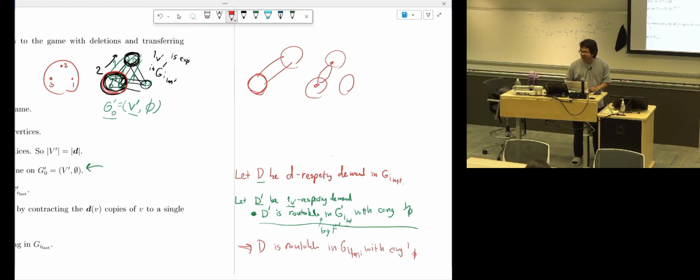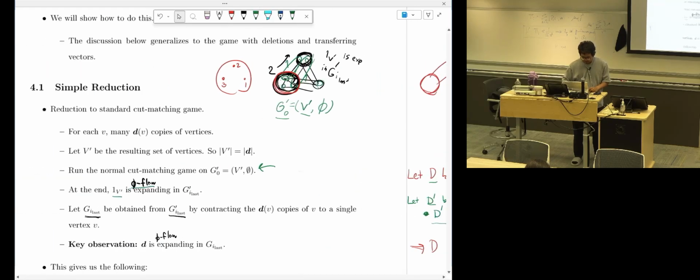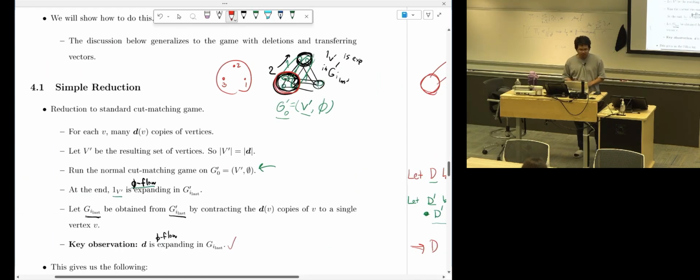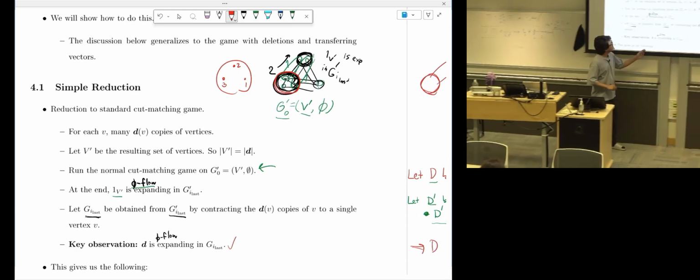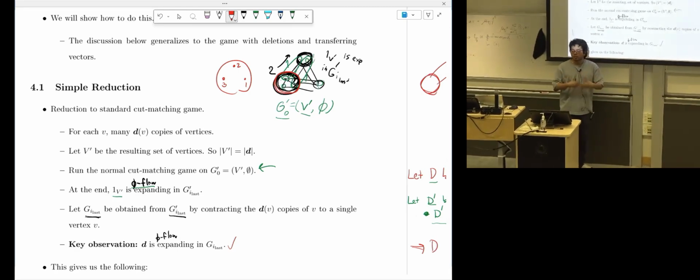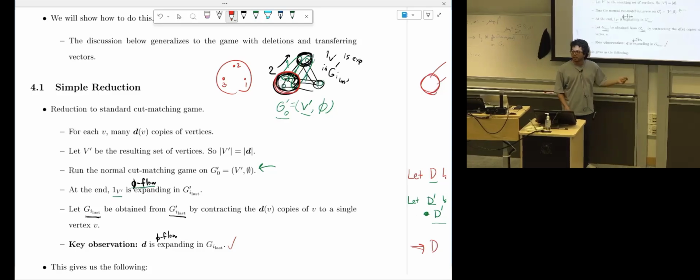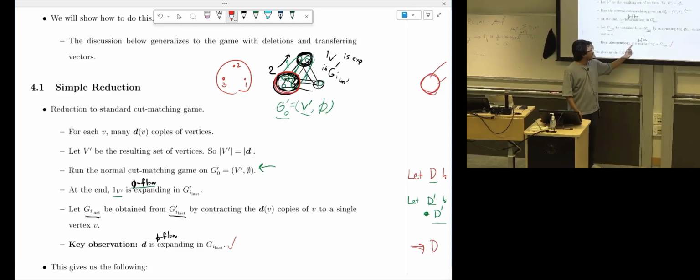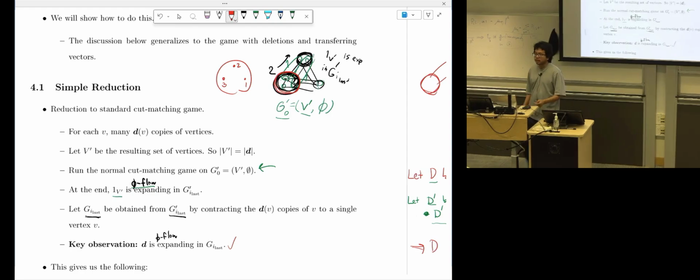So this is expanding. That's it, it just works. This is how you reduce the problem to the standard cut matching game. And now at the end, you get that D is expanding, not just the all-one vector. Okay.